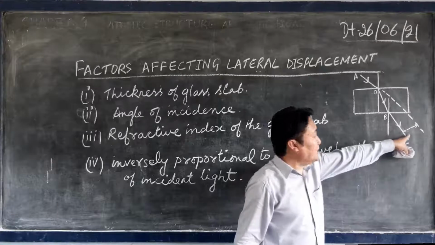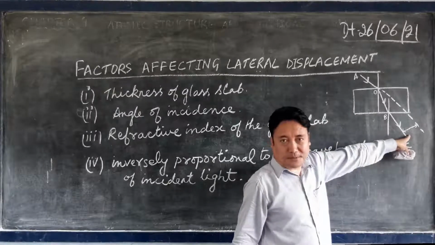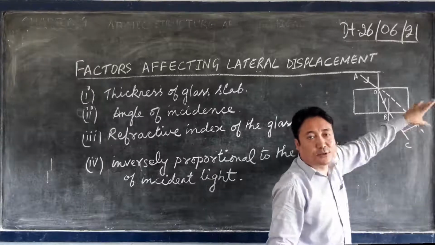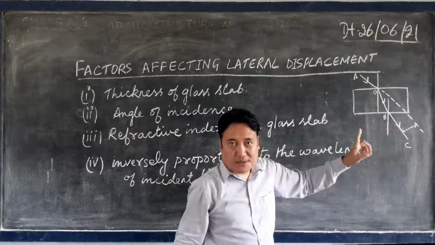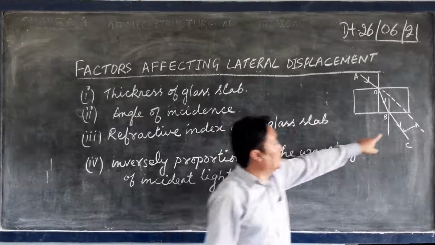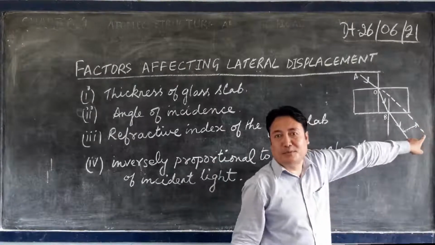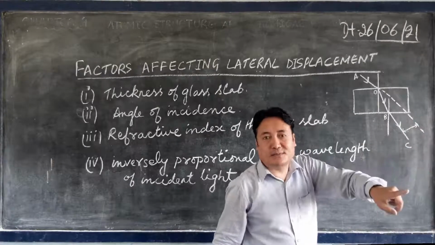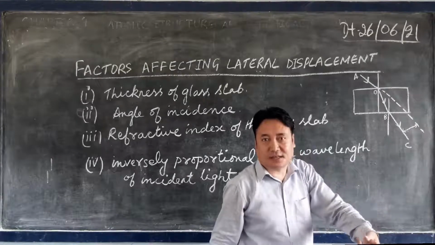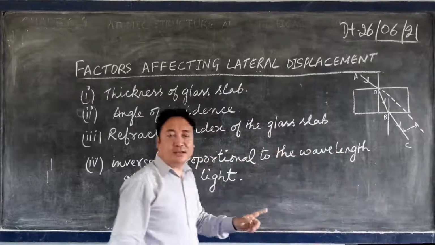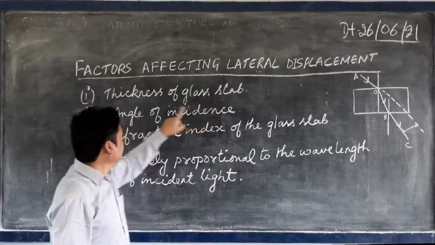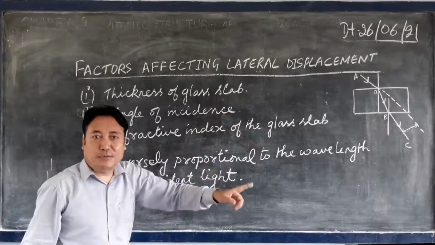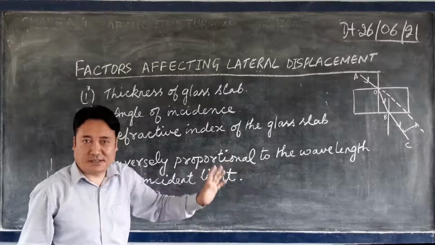Now this lateral displacement will become more. That means this length will become more; it expands and increases depending upon the thickness of the glass slab. So when the thickness of the glass slab is more, the lateral displacement will be more, or when the thickness of the glass slab is less, the lateral displacement will be less, and vice versa. So the first factor is the thickness of the glass slab: the more the thickness, the more the lateral displacement, and vice versa.